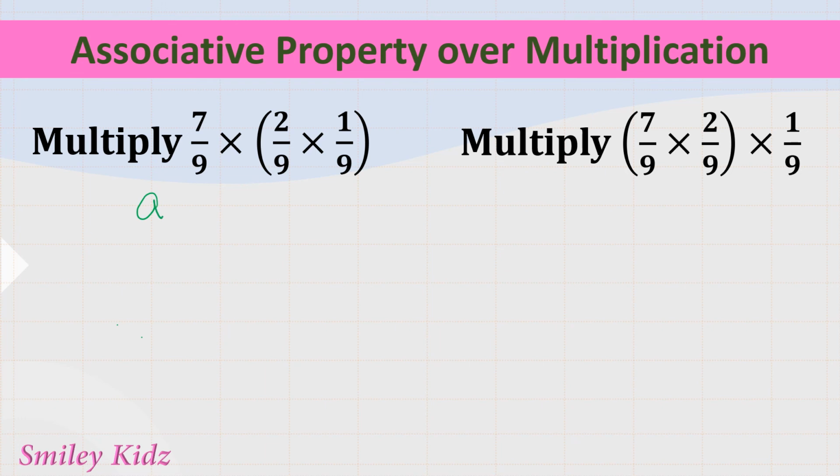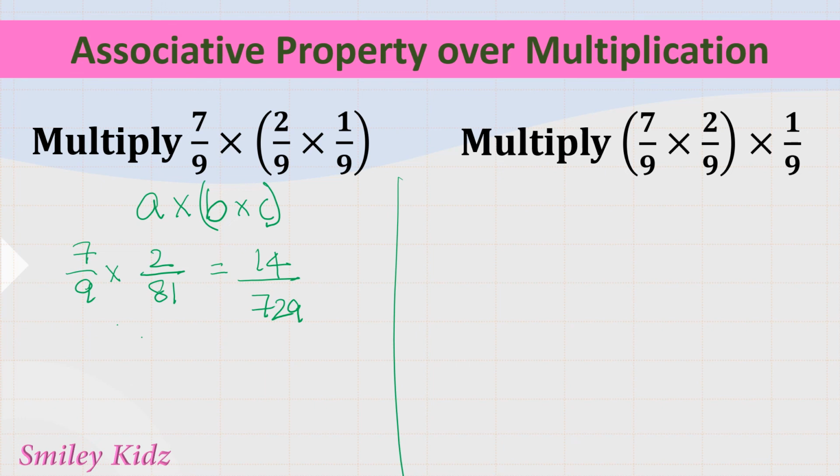In the first condition, we are having A multiplied by (B multiplied by C), where B and C are in brackets. So first we will be solving the brackets part. 7 by 9 multiplied by 2 by 81, which is equal to 14 by 729. So when we are doing the first condition, we are getting the answer as 14 by 729. What about the second condition?